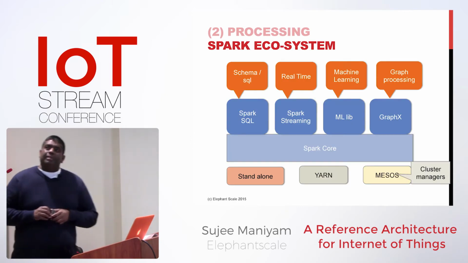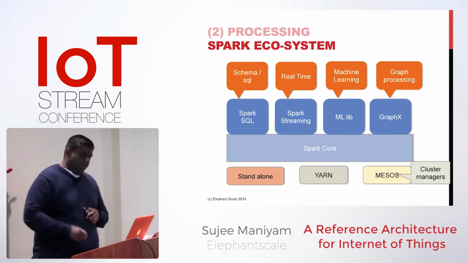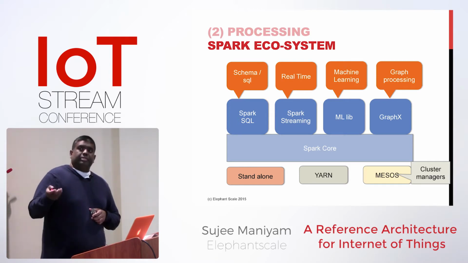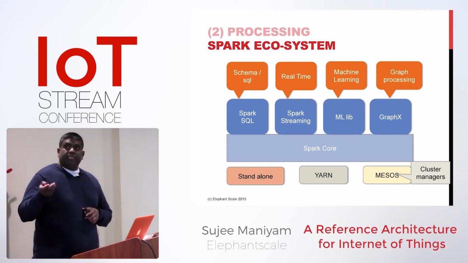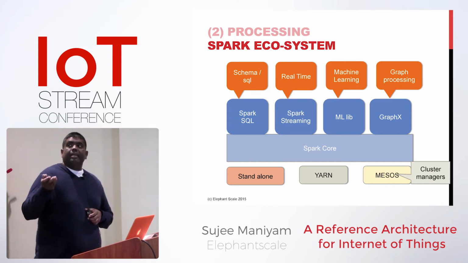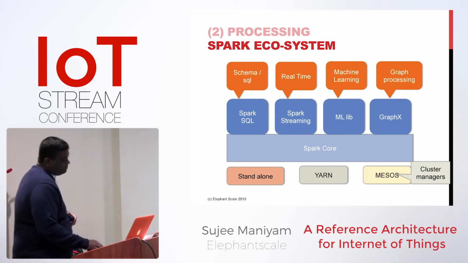So very quickly, Spark, as you can see, is built on a basic core, but it gives you lots of components. For example, Spark SQL, meaning it allows you to do SQL queries on data, streaming, real-time, machine learning, and graph processing. What we are going to concentrate on is machine learning.